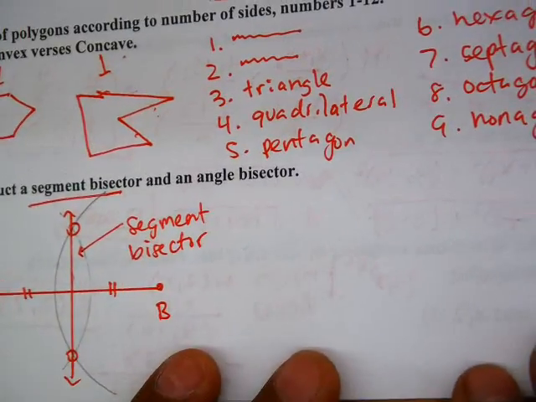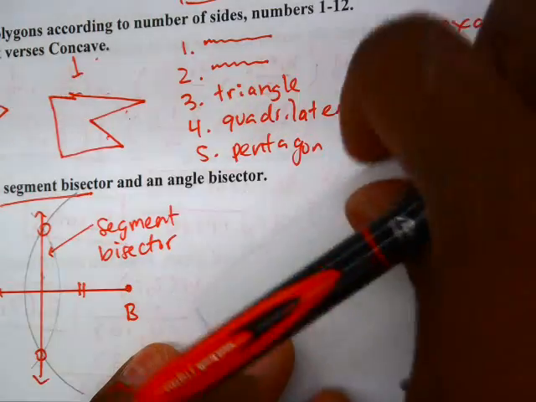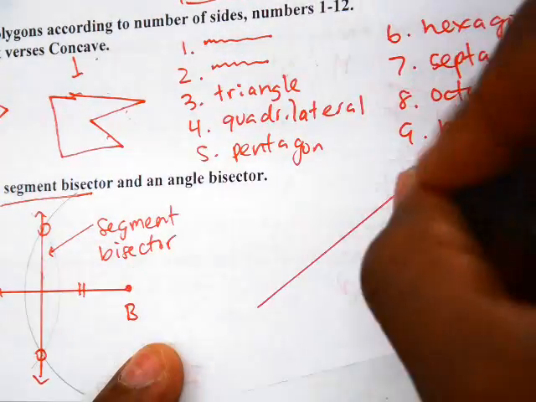An angle bisector cuts an angle into two equal pieces, or half. So let me just start by making a random angle.